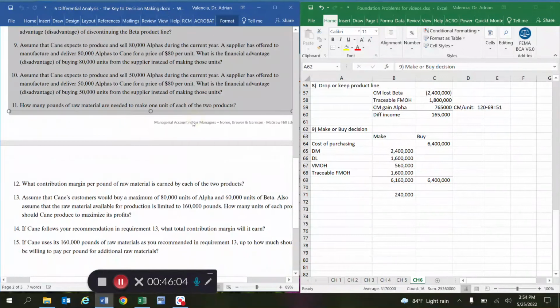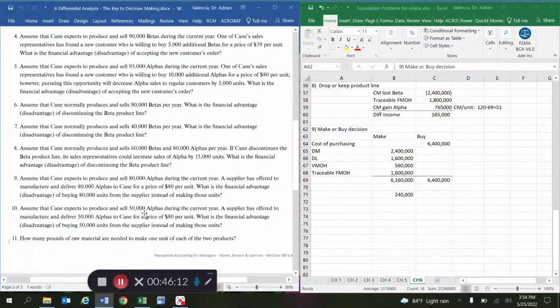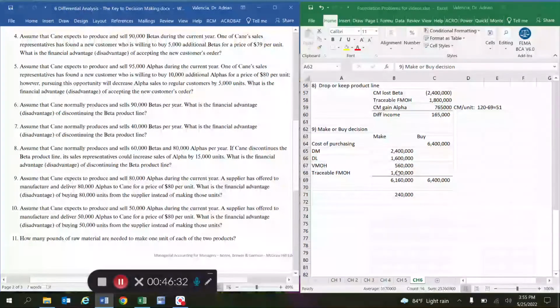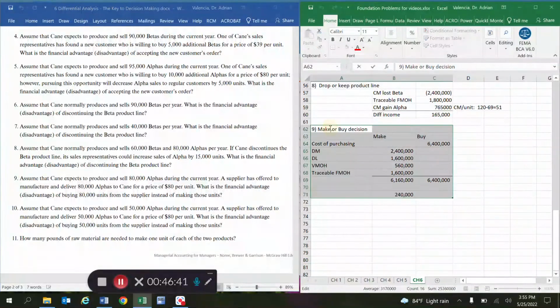Number 10 says, assume that Kane expects to produce and sell 50,000 alphas. A supplier has offered to manufacture and deliver 50,000 alphas to us for $80 per unit. What is the financial advantage or disadvantage of buying these 50,000? All right, so now you can start seeing what's going on here. If the number of units gets small enough, it might be favorable for us to buy from an outside vendor.